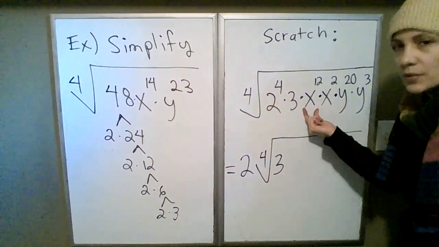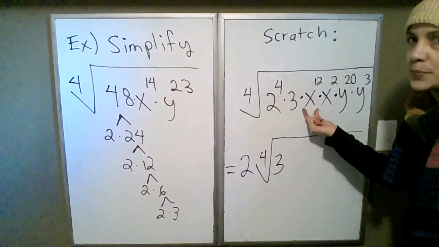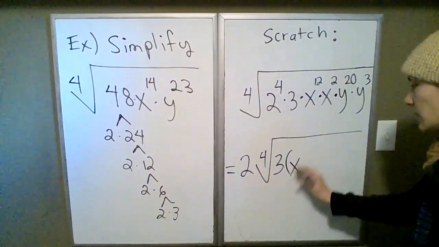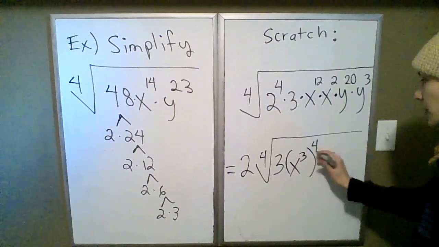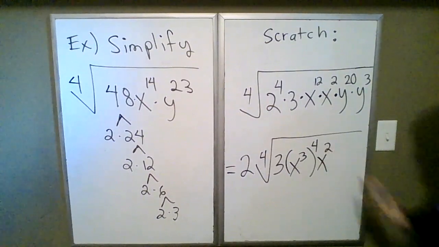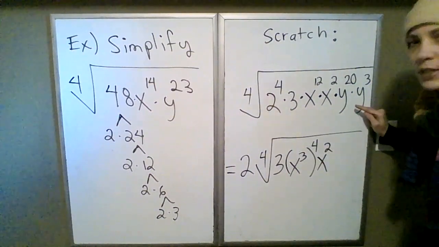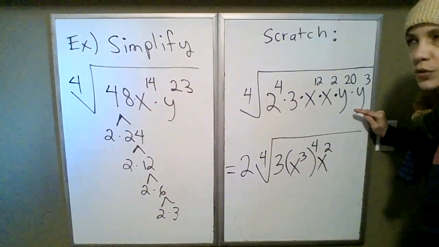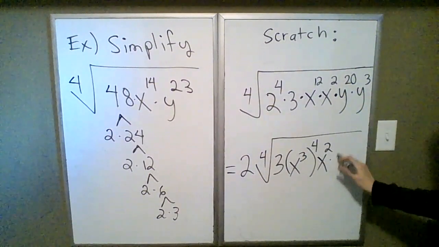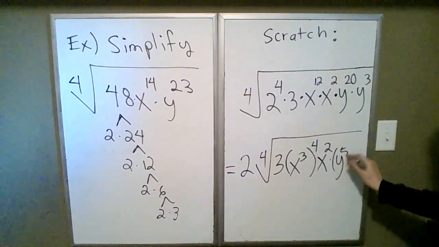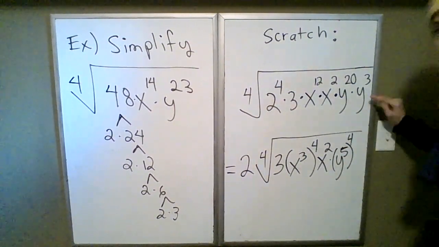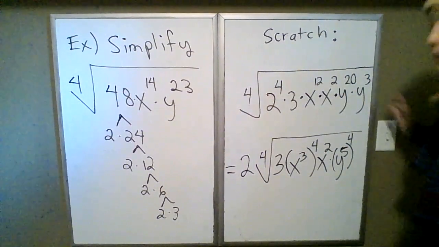Okay, with x to the 12th, I can write it as x to the 3rd to the 4th, or x cubed with power 4. Then there's my x squared. Y to the 20th is y to the 5th with the power 4. Then you have that y cubed multiplied on the end.